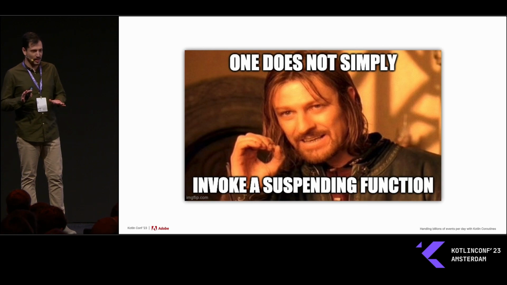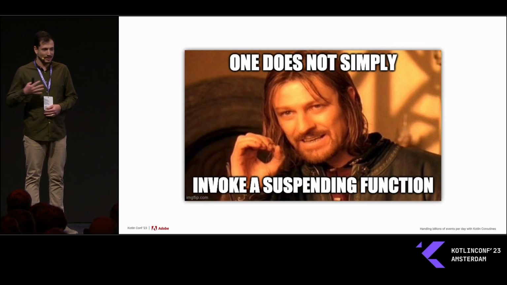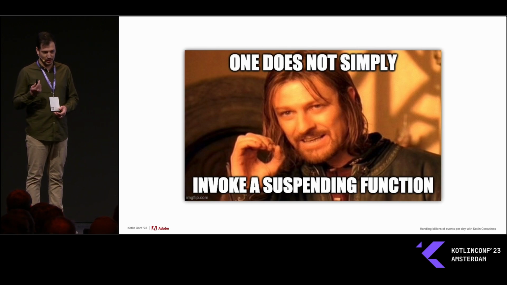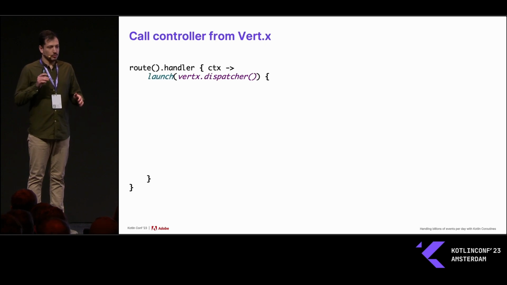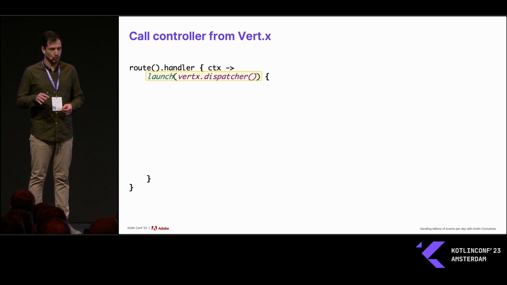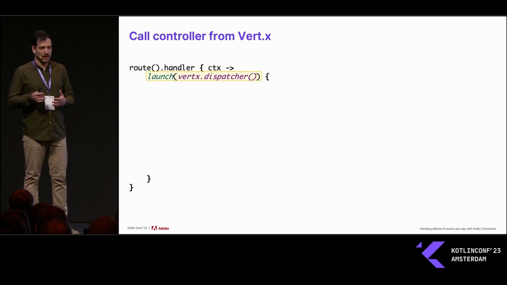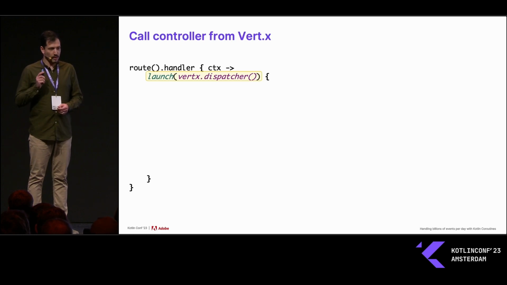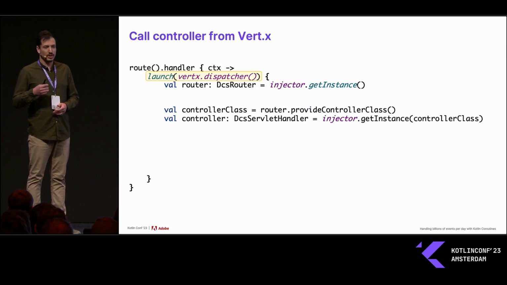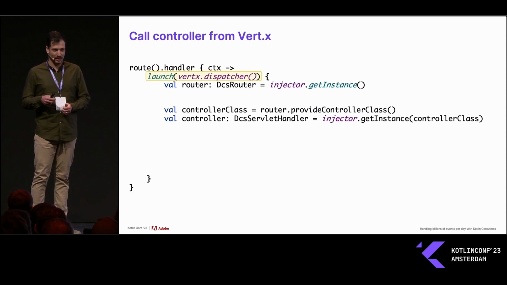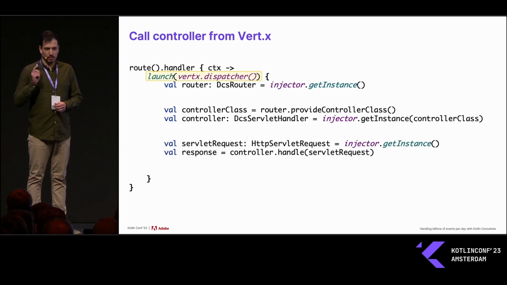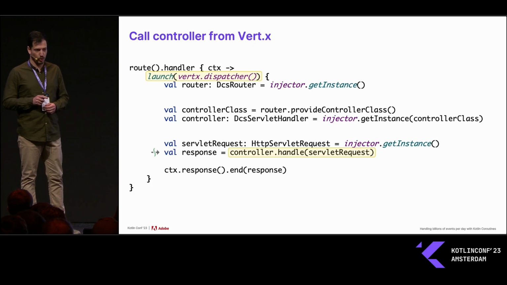Now, we are done with the transforming, so we needed to plug the controllers into the Vertex router, but as we all know, we cannot simply invoke a suspending function, we need a Kotlin coroutine to do so. So we'll have a generic route definition, which will launch a coroutine on Vertex event loop threads. So basically, each request will be handled by its own coroutine. Firstly, we'll get our router via dependency injection, and this router will be able to tell us which controller to use to properly handle the current request. And this is why we are having a single route definition. After we have the controller, we can handle the request and return the response.